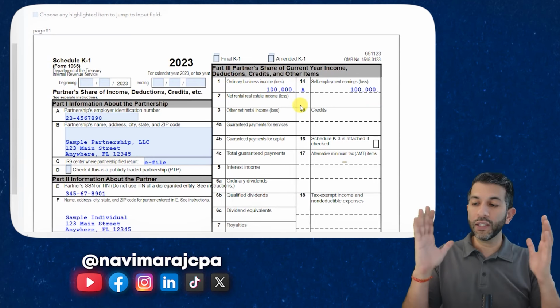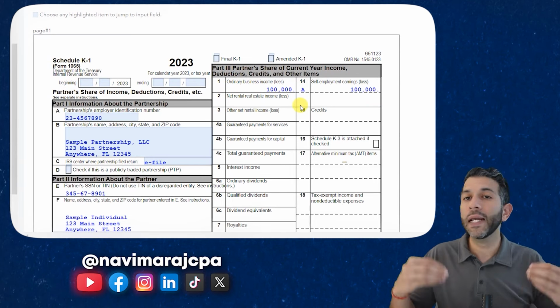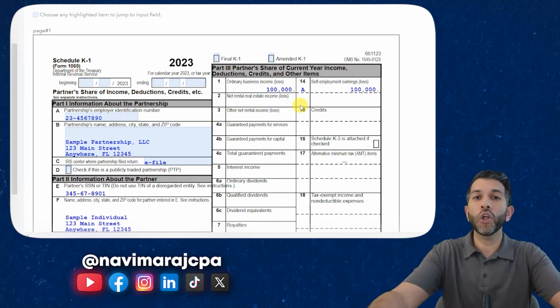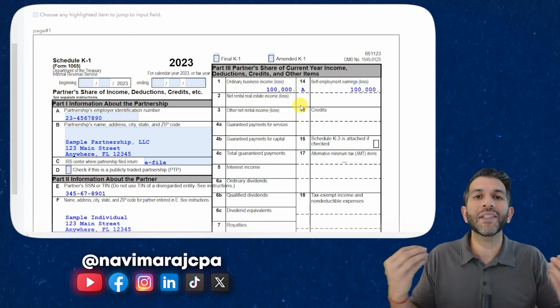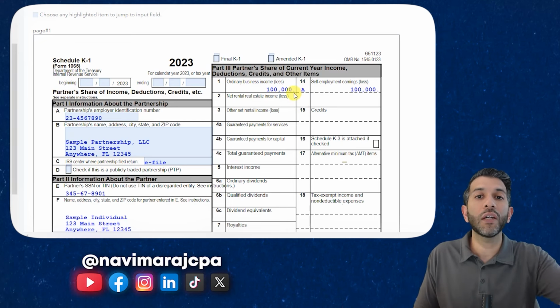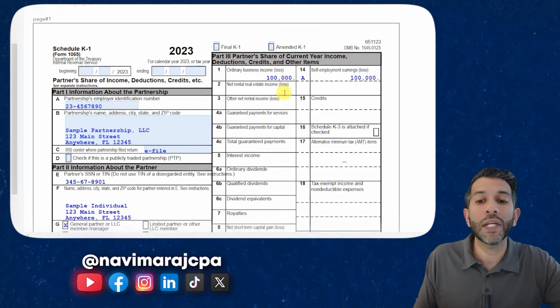Okay, so this is the tax form that you might receive. You might have a partnership where you don't prepare the tax return for it. Someone else does, and all you receive is the K1 from the tax preparer who prepared that partnership tax return. And this is what you give to your tax preparer to prepare your individual return.